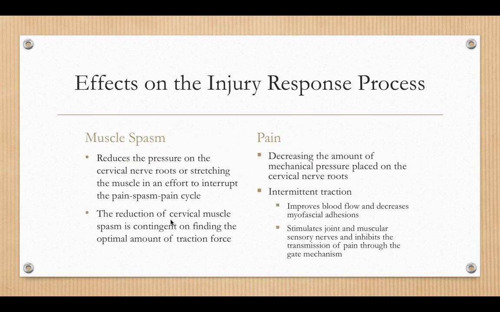Other effects on the injury response process: muscle spasms. Reducing the pressure on the cervical nerve roots and stretching the muscle, both of those reasons would help reduce muscle spasms, and that interrupts the pain-spasm cycle. If we reduce the cervical muscle spasms, it's usually best once we find that optimal amount of traction.